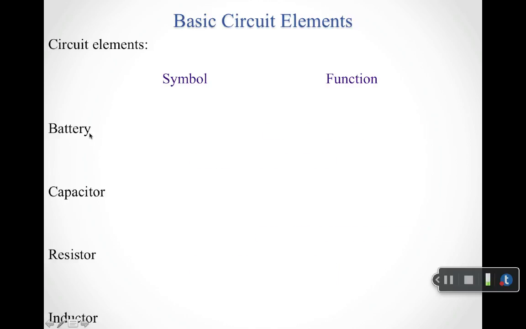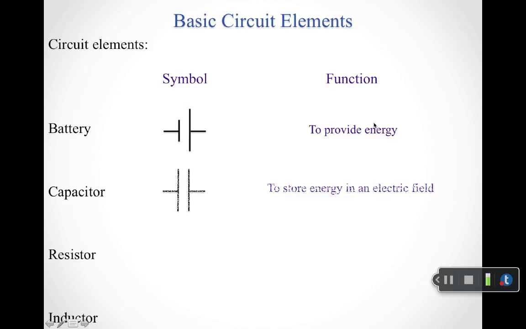Then there's the four main ones that we're going to deal with. First one is the battery. You notice that the battery has a longer line and a shorter line. The longer line is the positive terminal, so this is the positive terminal over here. The shorter line is the negative terminal of the battery. And the function of the battery is going to be to provide the energy. One of the things that we're going to care about a lot with circuits is energy. Circuits are really fundamentally conservation of energy problems. So the battery is the one that provides the energy.